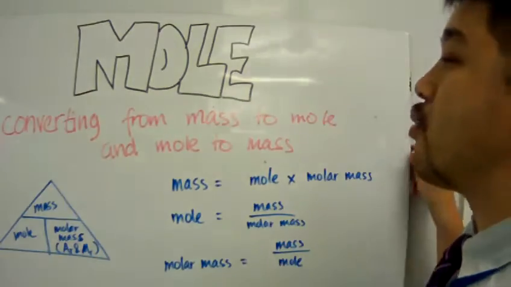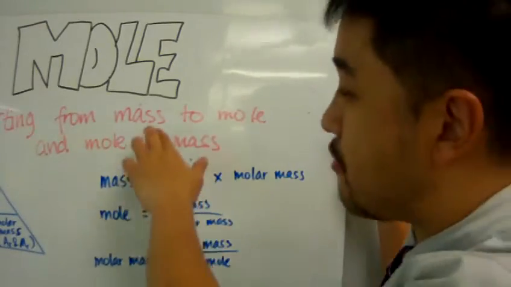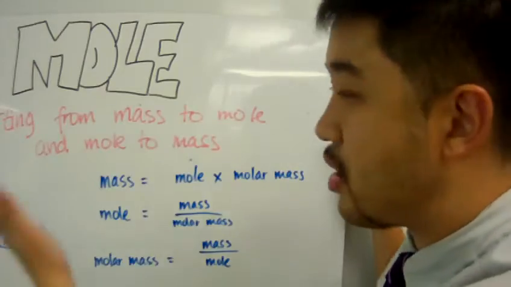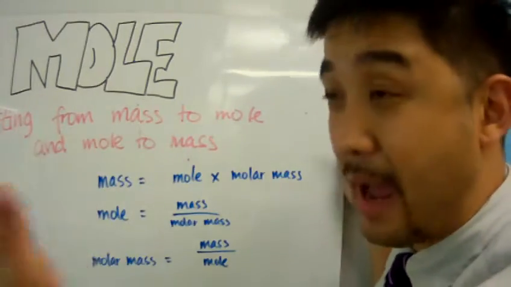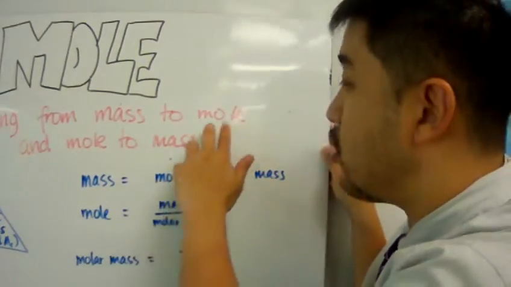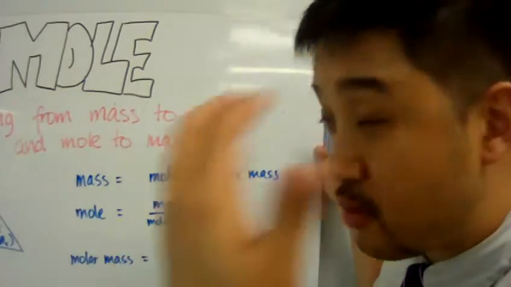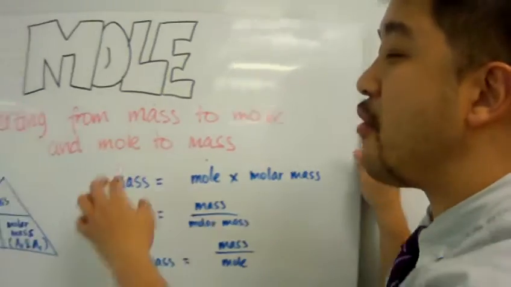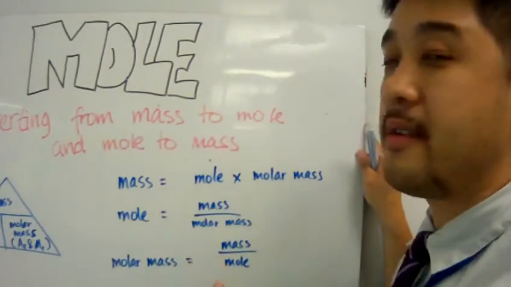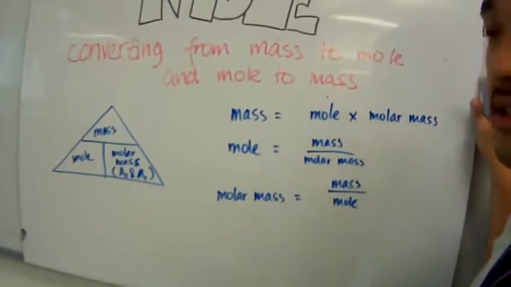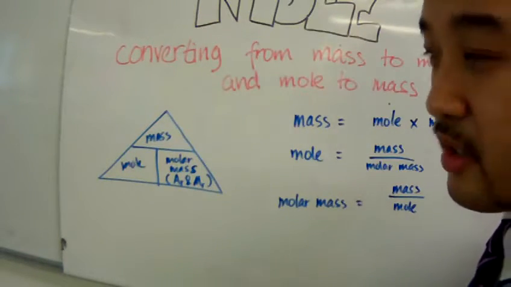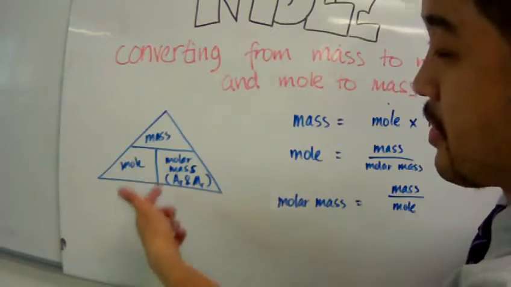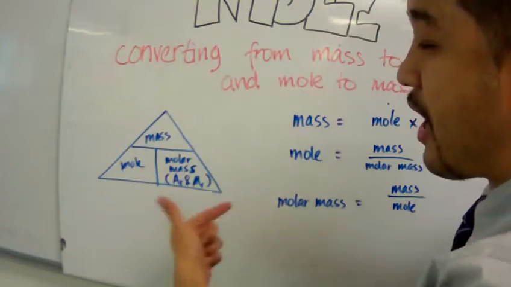So now we need to learn how to convert from mass to moles, from the world that we can measure, the mass in grams, to the world that we have to imagine, the moles, and then from moles back to mass. To convert between them, we use this triangle.